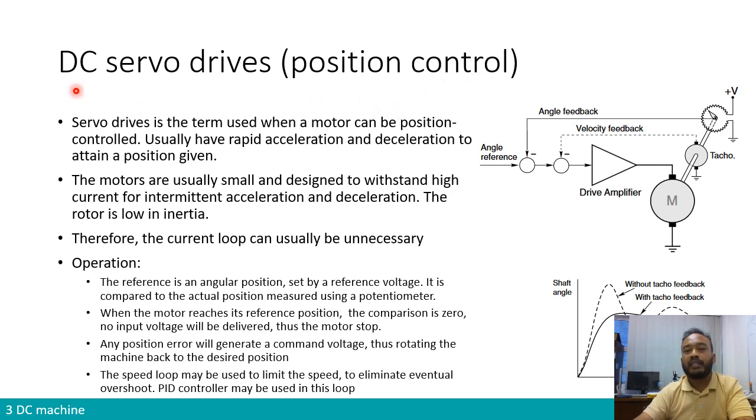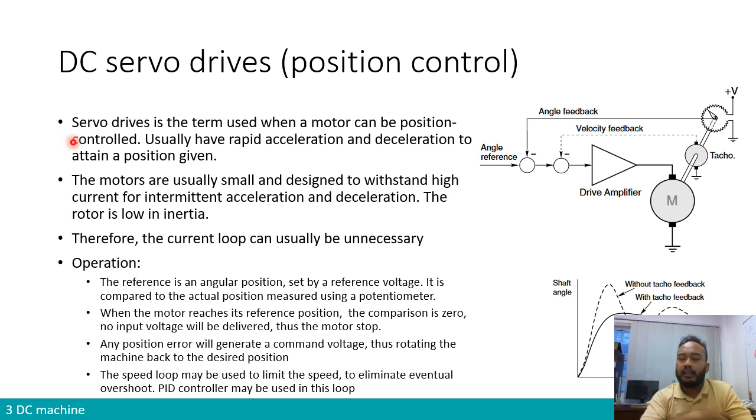So that's what we call DC servo drives. DC servo drives is the term used when a motor can be position controlled. It means it's not just the speed that is being controlled, it's also the position. It is especially used in applications such as robotics, where you want the motor to move from one spot to another spot. I mean, the angular position to move from one position to another position.